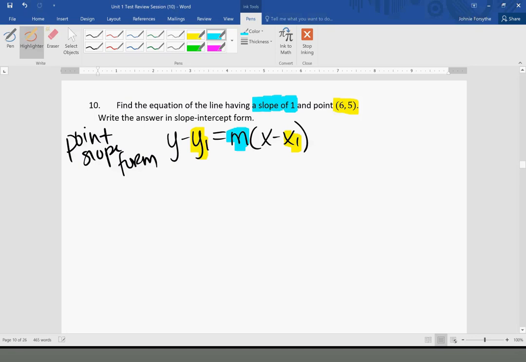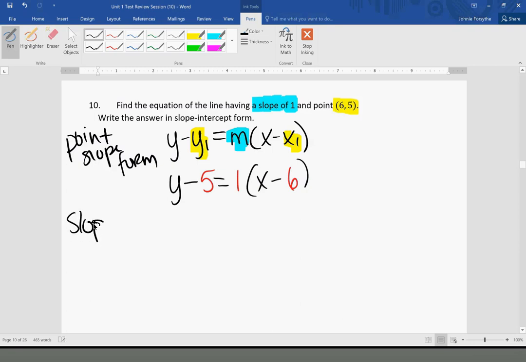Okay, so we're going to plug in our values. So we have y minus 5 equals m, which is 1, times x minus 6. Okay, so now this is point-slope form.